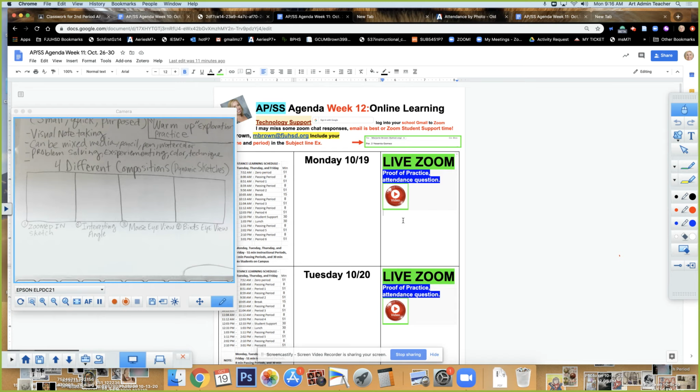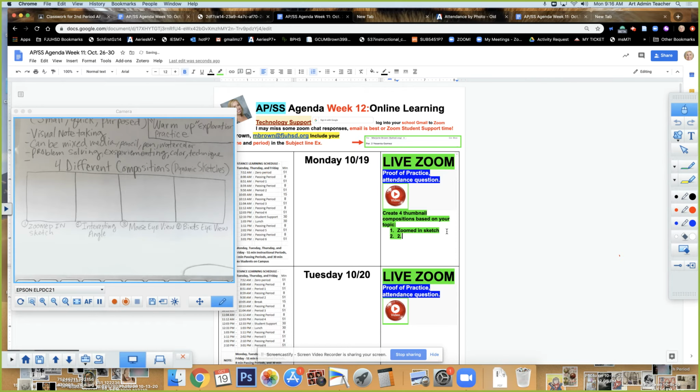So, create 4 composition thumbnail compositions. So the first one is zoomed in sketch. I should put based on your theme. Based on your topic. So that's really important.